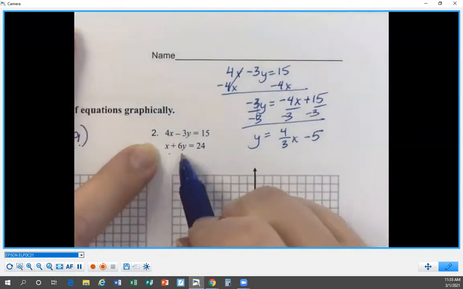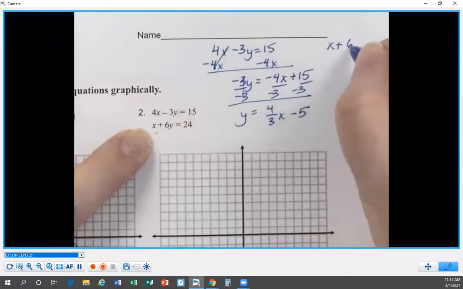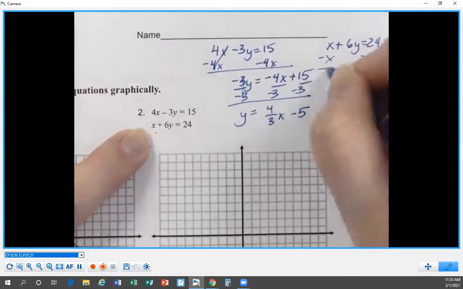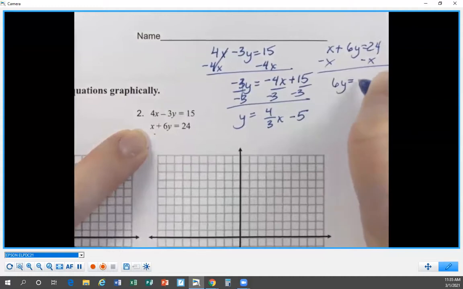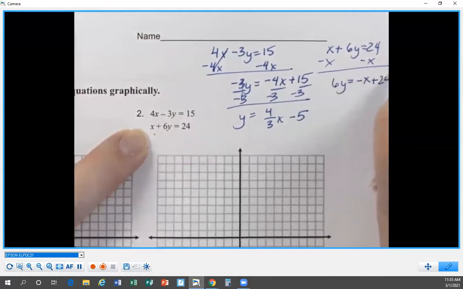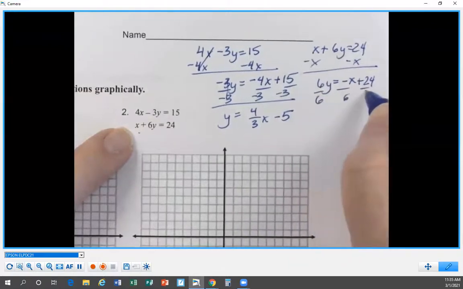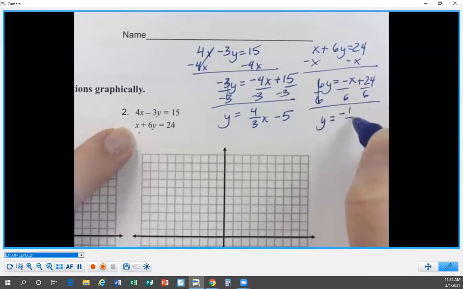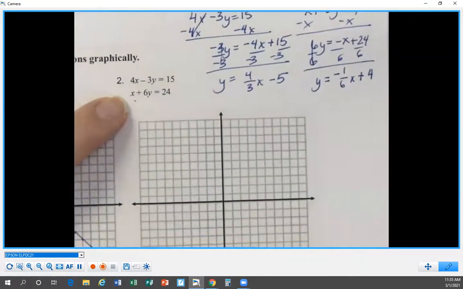Then the next equation is x plus 6y equals 24. So we'll rewrite that in slope-intercept form to get 6y. So subtract x from each side to get 6y equals negative x plus 24. Then divide each term by 6 to get y equals negative 1/6 x plus 4. So those are the two lines that we need to graph.